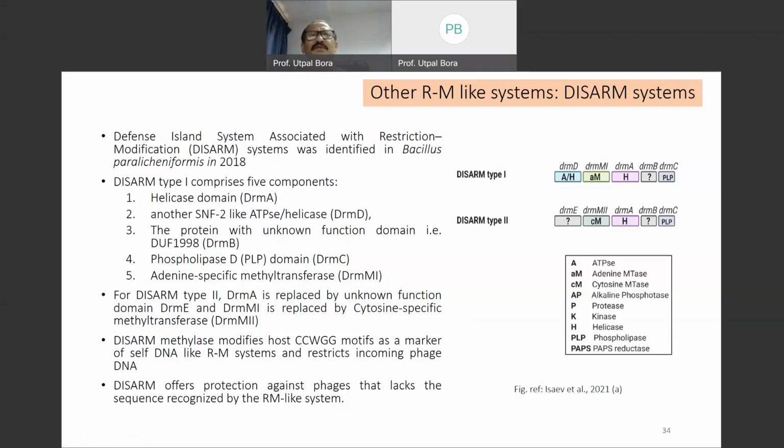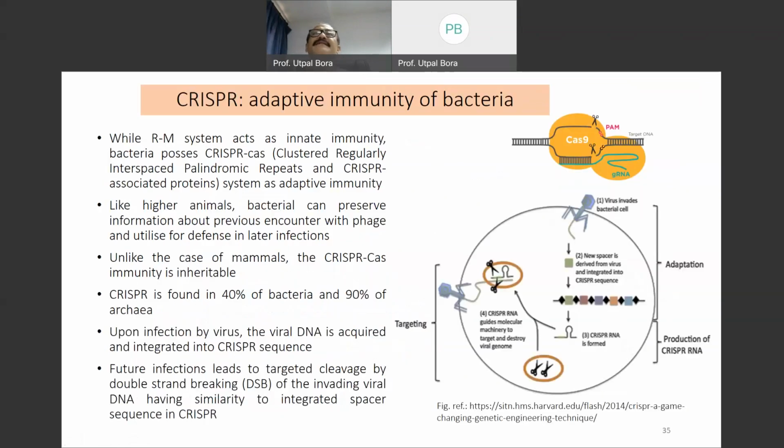The methylase modifies host CCWGG motifs as a marker of self-DNA like RM systems and restricts incoming phage DNA. The DISARM offers protection against phages that lack the sequence recognized by the RM-like system.